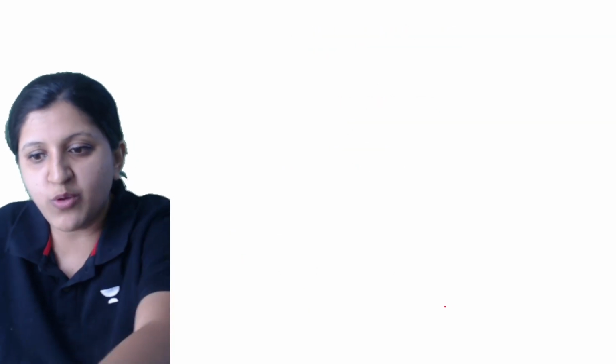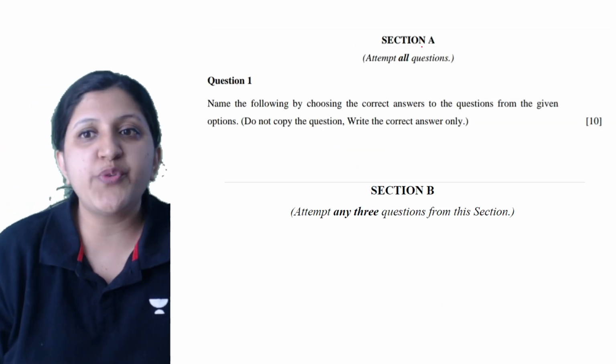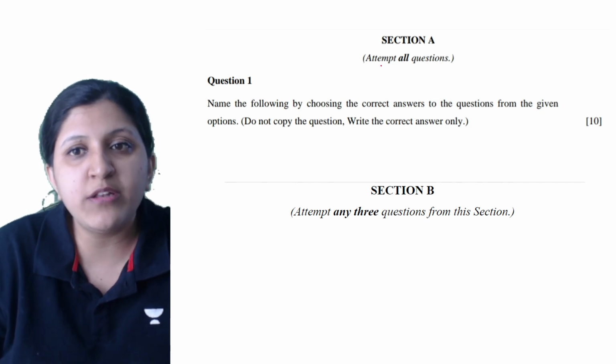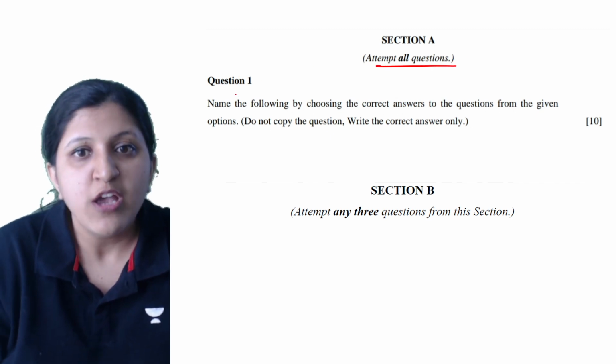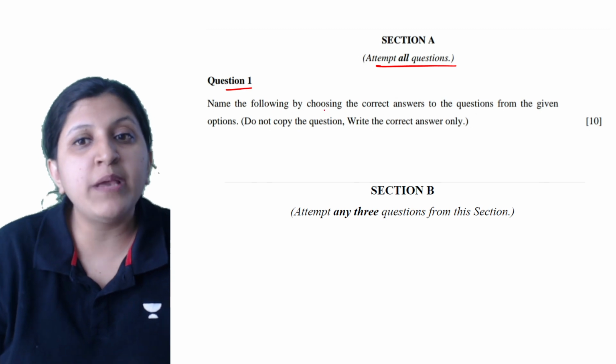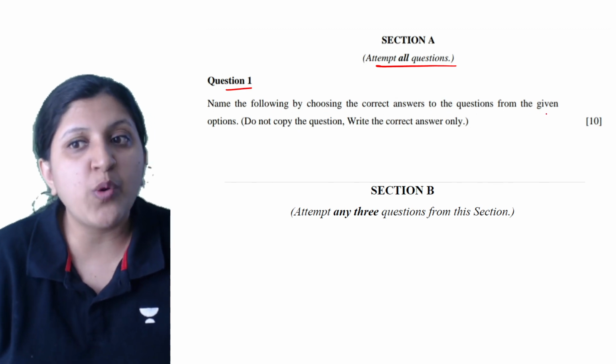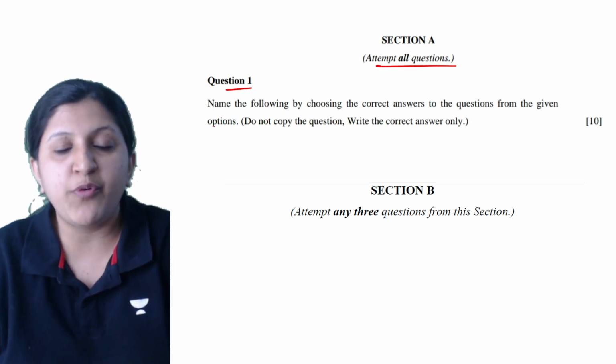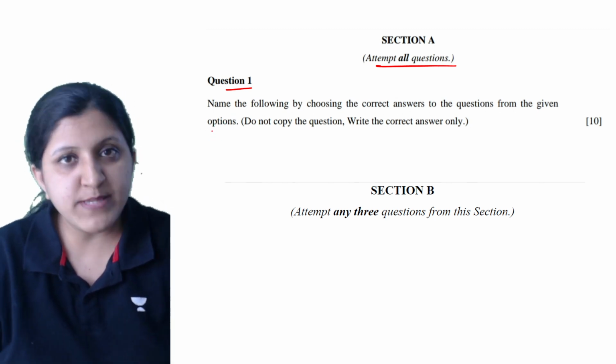So you can have a look at this one now. This is from section A. Okay, so question 1 they'll ask. This one you need to attempt all the questions. So question 1, name the following by choosing the correct answer to the question from the given options. So you need to name the following. That is, MCQ will be there.